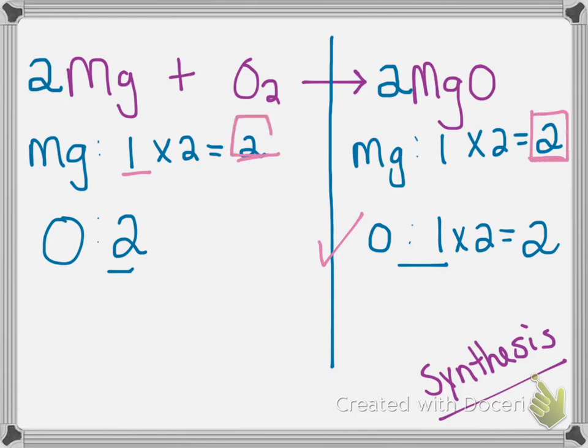So now magnesium is balanced. And just to double check, oxygen, we still have 2 on both sides. So oxygen is balanced. And this is our final answer for our balanced chemical equation. Our coefficients are 2, 1, which you don't have to put, but you can if it helps you, and 2.